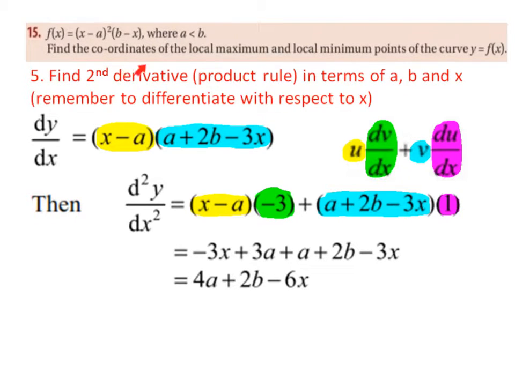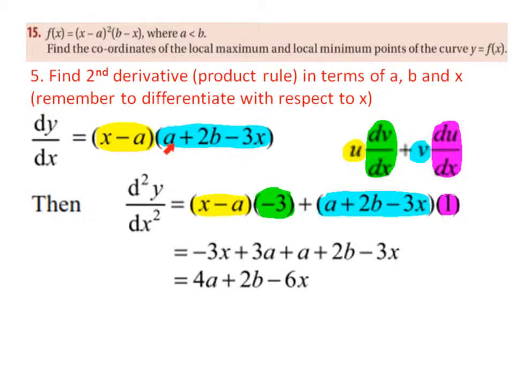Step 5. Find the second derivative using the product rule in terms of a, b and x. Remember to differentiate with respect to x. So dy/dx we worked out to be (x minus a) times (a plus 2b minus 3x). So we're multiplying these, which means we're going to use the product rule. So the u is x minus a, and the v is a plus 2b minus 3x. Then d squared y/dx squared, our second derivative, is going to be u, which is x minus a, multiplied by dv/dx, the derivative of v with respect to x.